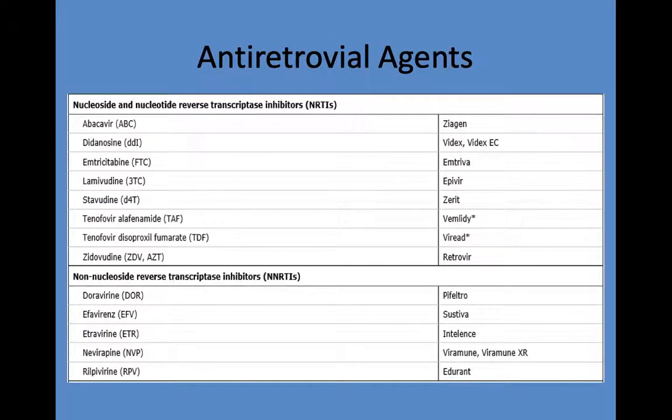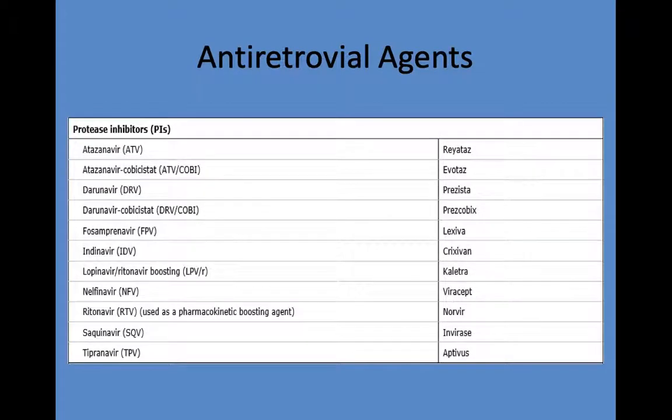These slides here show you the current antiretrovirals on the market. You can see there's a lot of NRTIs and NNRTIs. There's quite a few protease inhibitors. And all of these different classes, they inhibit the viral replication of HIV somewhere in the process. So that's how they work. They stop the replication of HIV.